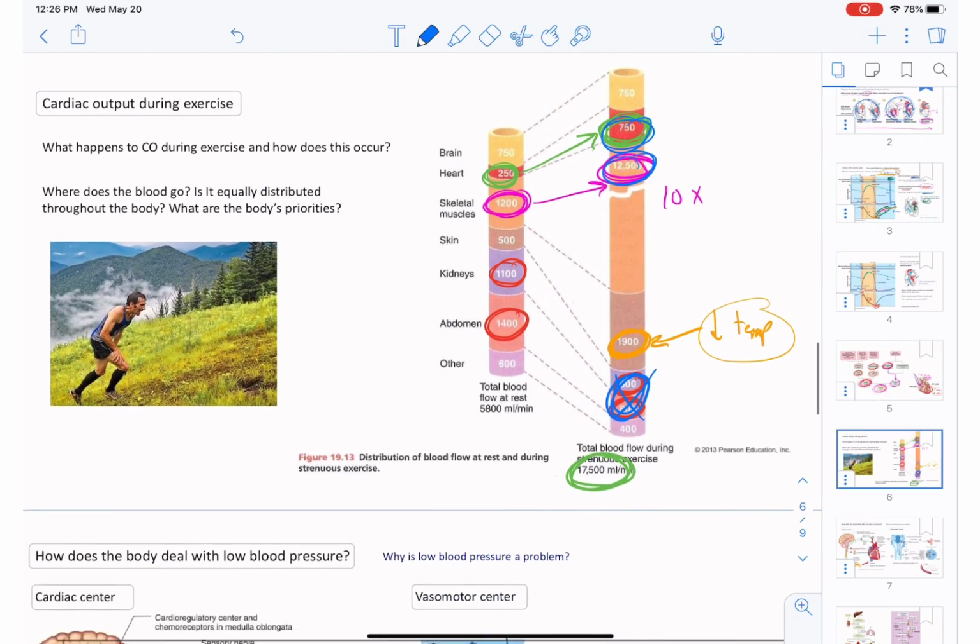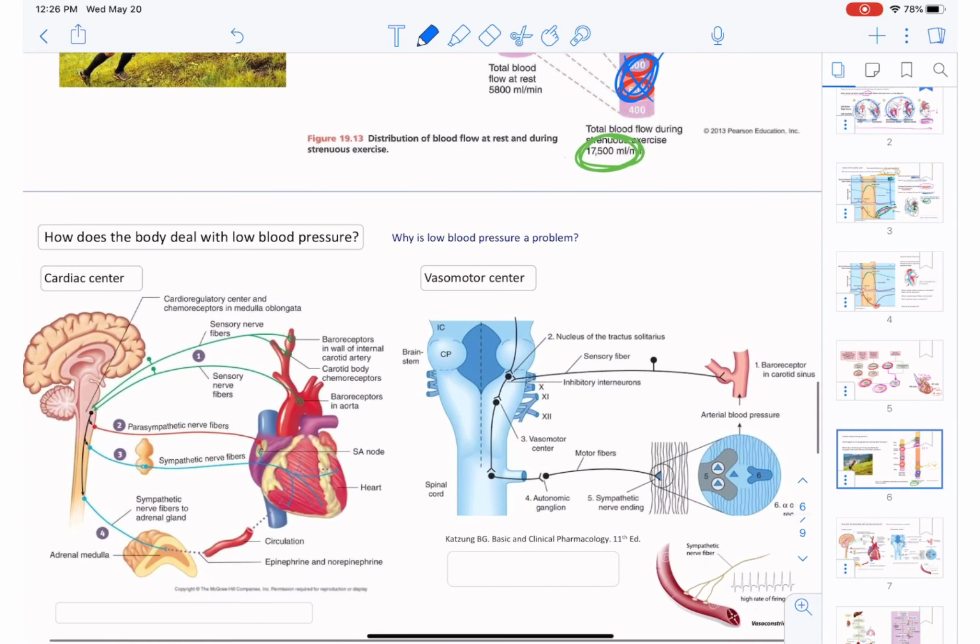And the last thing that I want to talk about is blood pressure, and specifically how the body deals with low blood pressure. So first of all, why is low blood pressure a problem? Why is blood pressure in general important?